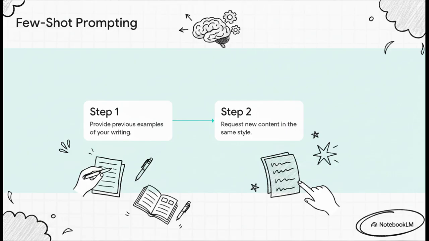Because sure, channeling a comedian is super fun, but what if you actually want the AI to draft an email that sounds exactly like you? Well, this brings us to a highly practical technique called few-shot prompting. It's super simple. Step 1, provide the AI with examples of your own past writing. Step 2, request new content in that exact same style. Basically, you're giving the AI a mini masterclass in your personal vocabulary and your specific tone.